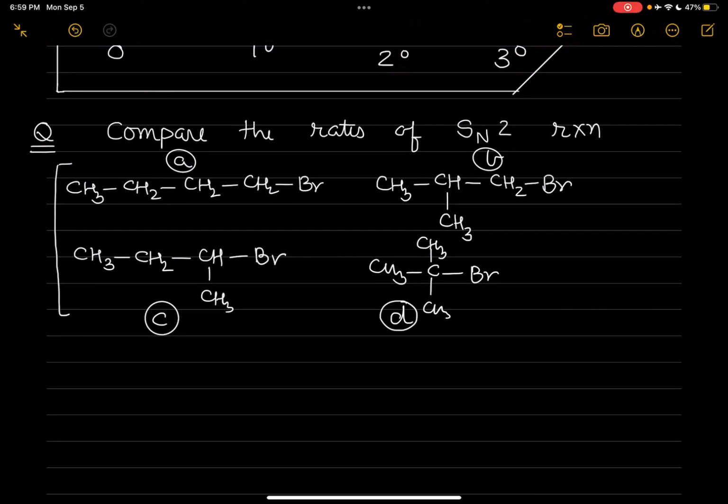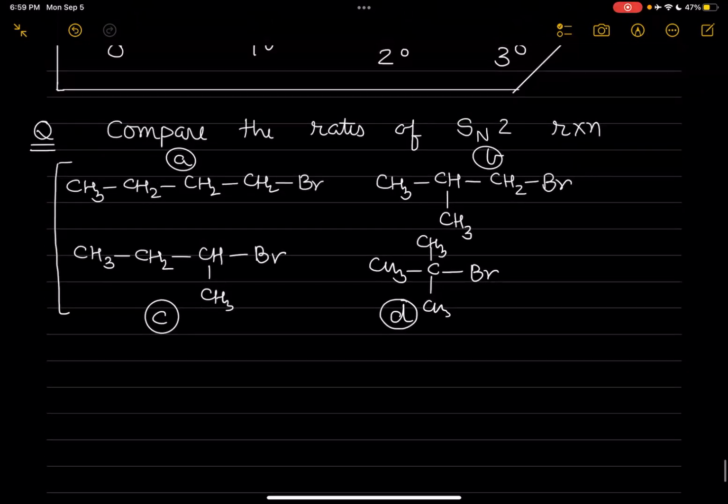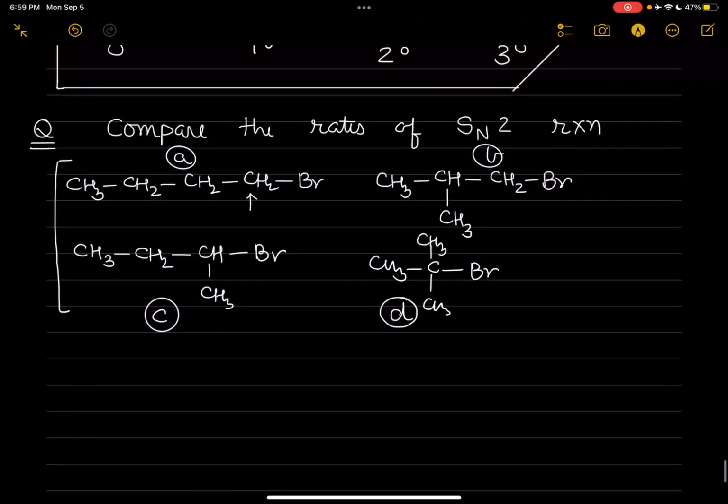Sir, can you check the bulkiness of these groups? Yes, bulkiness you need to check on the carbon atom on which the attack of the nucleophile is happening, or the carbon atom where the leaving group is attached. Yeah, you need to think in this way only. So what is the rate of SN2 reaction? Absar, any idea?